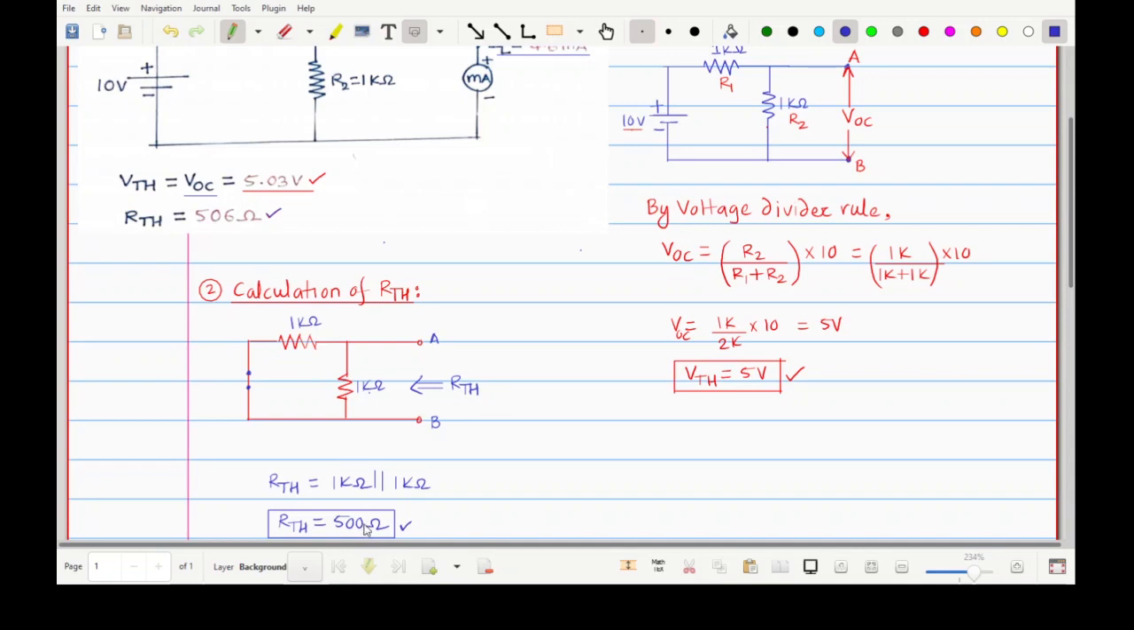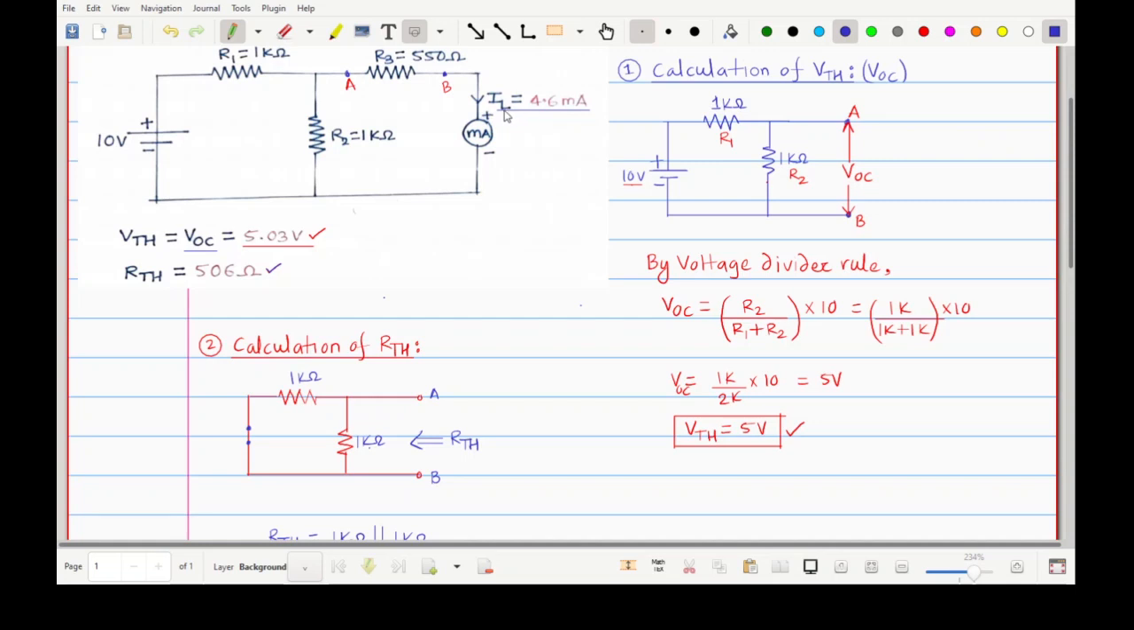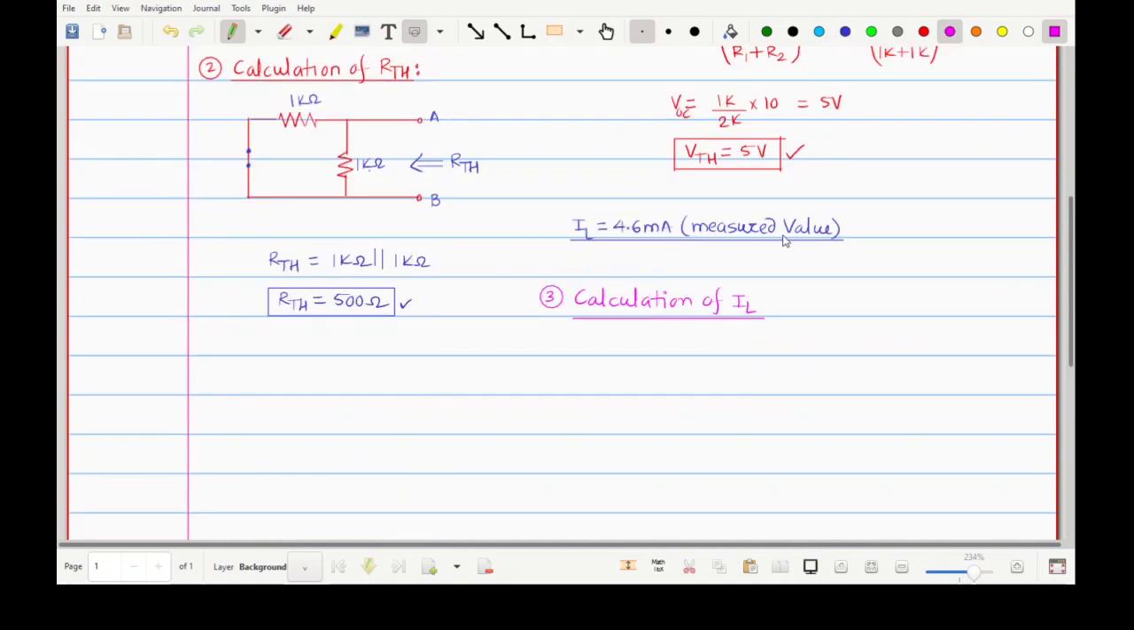Now the last task remaining is to measure the load current. We have already measured that current. Here it is. What is the value of current we are getting? 4.6 milliampere. So this was the measured value. Now we will do the calculations and verify whether our calculated value matches this value or not. So friends, we have already measured the value of load current. It was 4.6 milliampere. Now we will verify by using Thevenin's equivalent circuit.